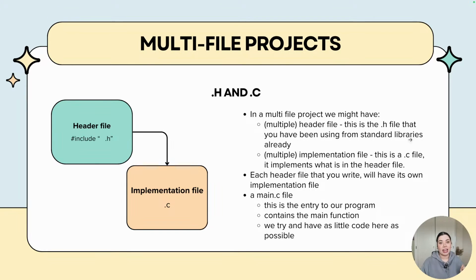The final file that we have is our main.c file. This one is really important because this is the entry point to our program, almost like the brain of our program, because this contains our main function, which, as you would know, is always what your code goes to run. The aim here is to have as little code as possible in our main.c file and our main function, so the majority of it is extracted away to our implementation files.